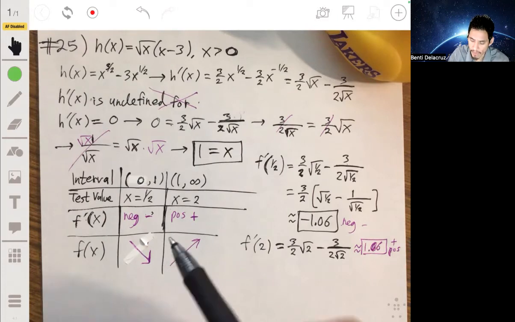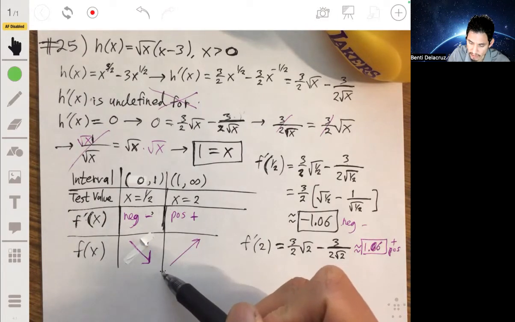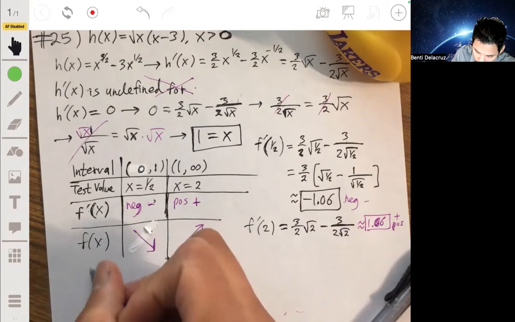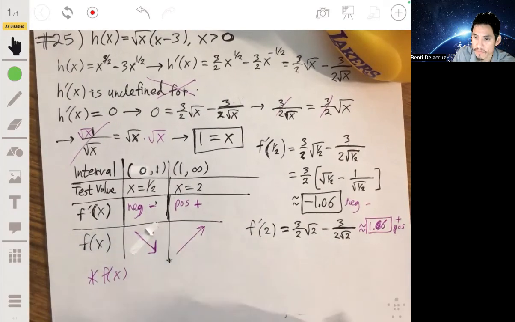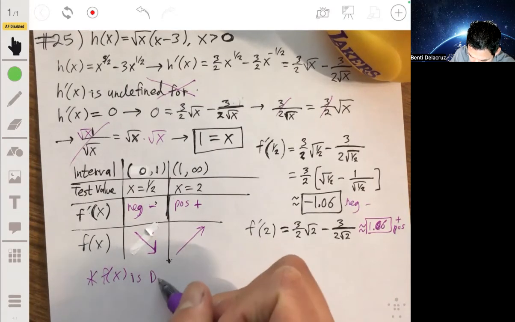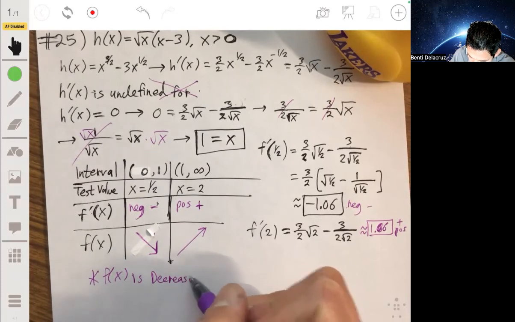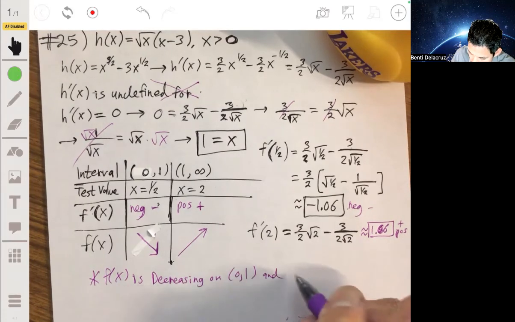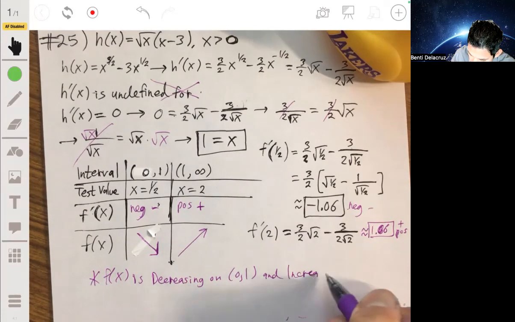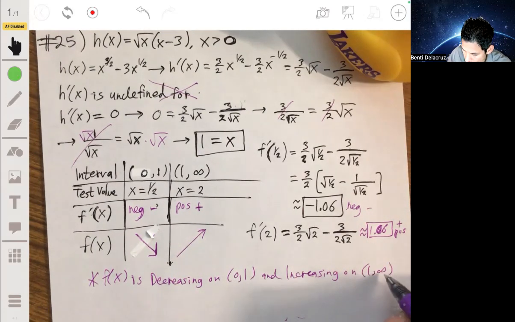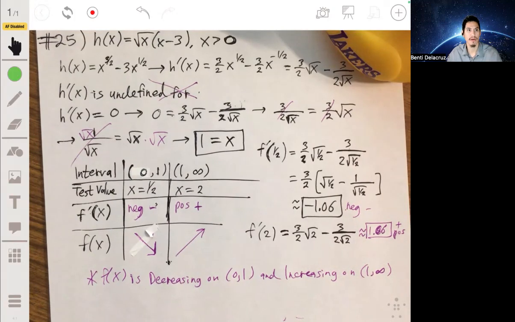If you were trying to find a possible extrema, you can see that there would be a relative minimum here, but we don't have to go into that in this problem. So we just summarize that f of x is decreasing on 0 to 1 and increasing on 1 to infinity. There you go. That's all there is to it.